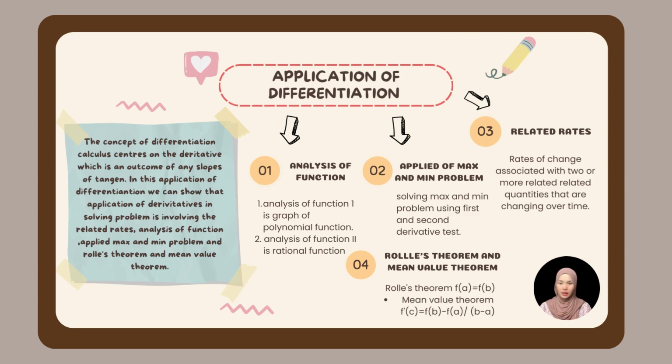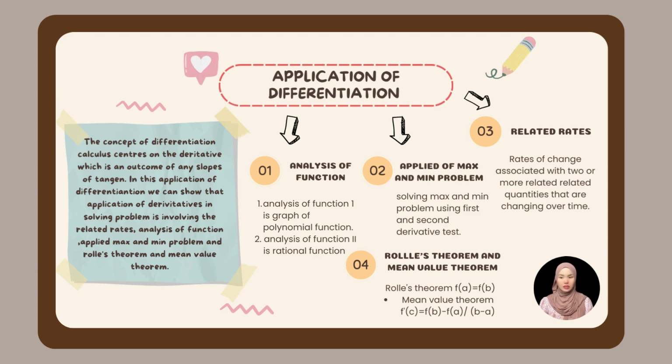So first, what is analysis of function used for? Analysis of function 1 is the graph of the polynomial function. Secondly, analysis of function 2 is the rational function. The second application of derivative is applied max and minimum problems, which is solving max and minimum problems using the first and second derivative test.